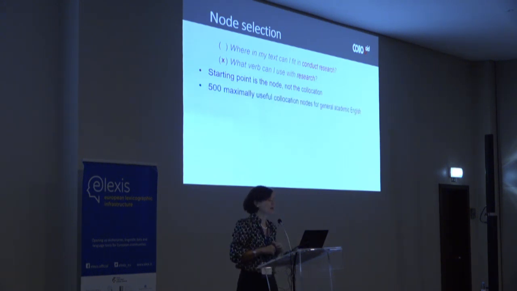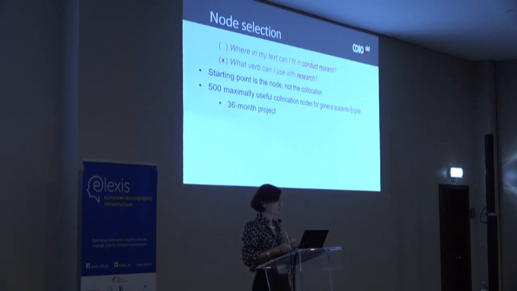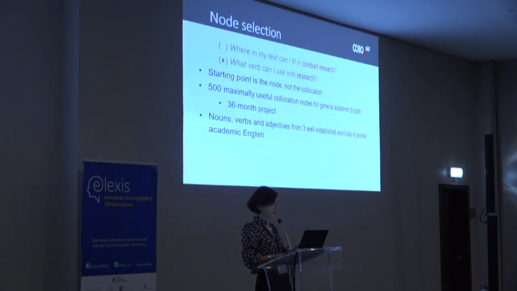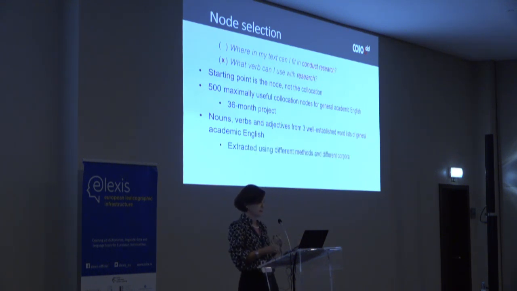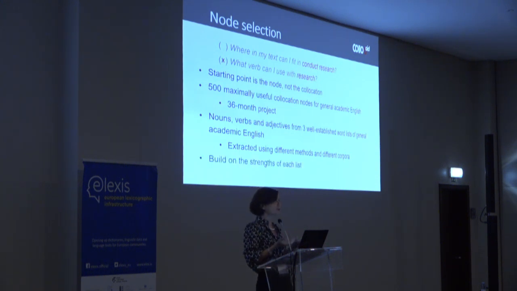And for our project, we aimed to cover around 500 collocation nodes, and we want them to be maximally useful to general academic English. And this is because this is a 36-month project. So we focus on nouns, verbs, and adjectives from 3 well-known word lists of general academic English. And these 3 word lists are extracted using different methods and different corpora, and in using the 3 of them, we aimed to build on the strengths of each list.